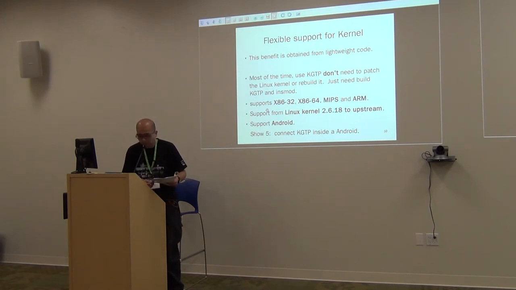The next is flexible support for the kernel. This benefit is obtained from the lightweight code. Lightweight code is always easy to support different things. You can add a lot of defines because it is already very small, so a lot of defines are used to control all the code. When I began to work on KGTP, I didn't want it to become a tool like the ones I used before, where you need to patch your kernel and enable a lot of operations that make the kernel slow. You never want to enable these operations on a live system, because for some companies the system's time means wasted money. But with KGTP you don't need to enable these operations.